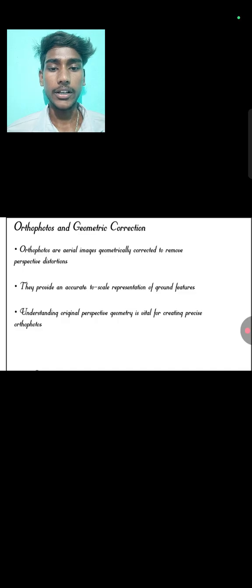Orthophotos and geometric correction. Orthophotos are aerial images geometrically corrected to remove perspective distortion. They provide an accurate, to-scale representation of ground features. Understanding the original perspective geometry is vital for creating precise orthophotos.